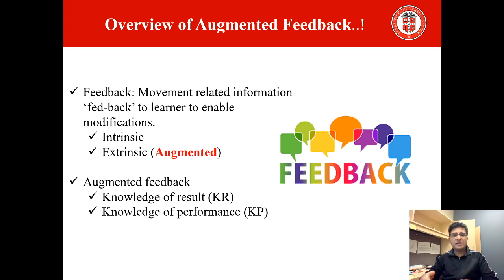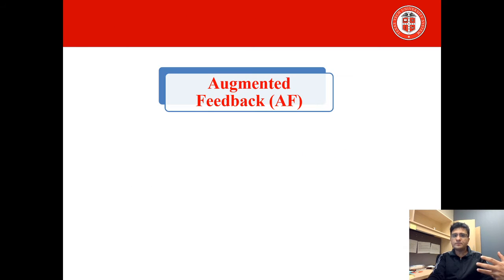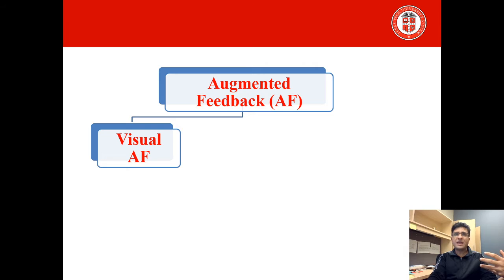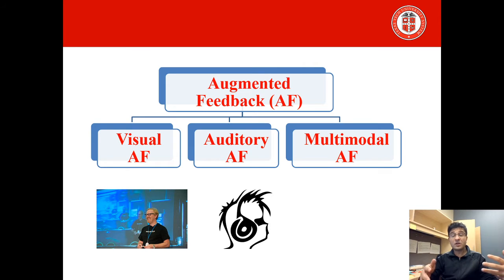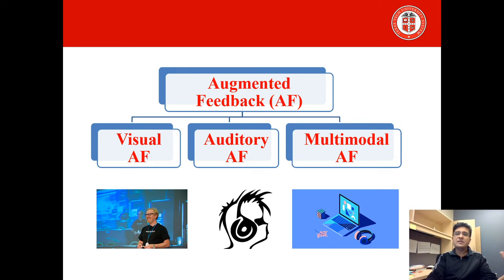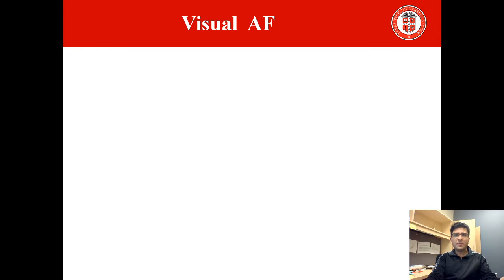Augmented feedback can be in the form of KR, or knowledge of result, or in the form of KP. If you just talk about success or failure, it's the KR, whether the task is accomplished or not. And if we talk about the characteristics and the quality, that's KP, or knowledge of performance. Now, augmented feedback can be of three types: visual augmented feedback, audio augmented feedback, or if it's a combination of different modalities, that's multimodal augmented feedback. So, we'll just talk briefly about each of them.